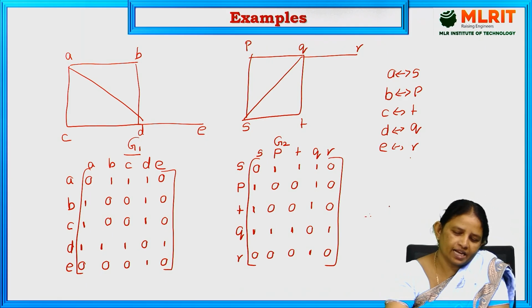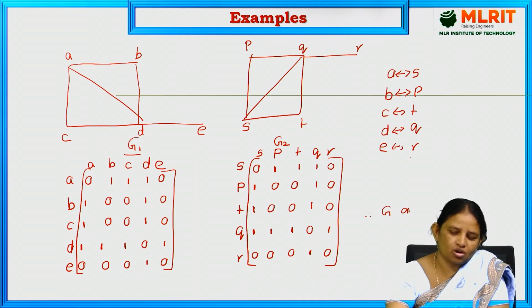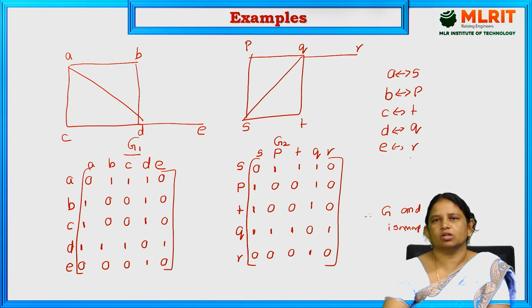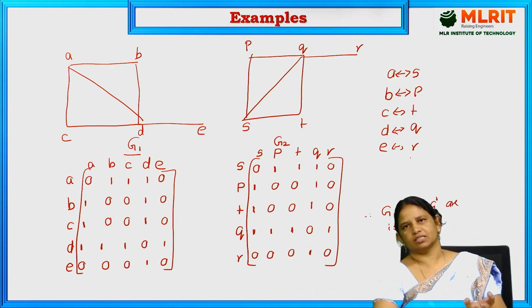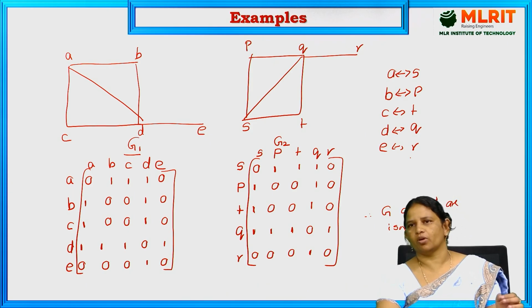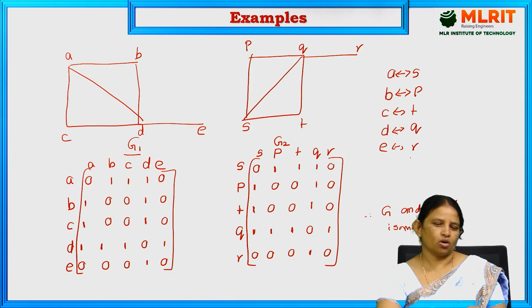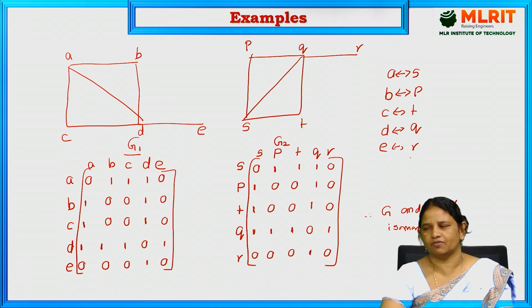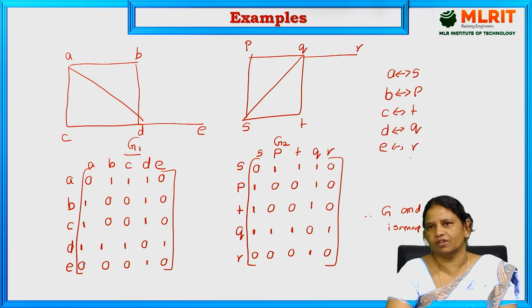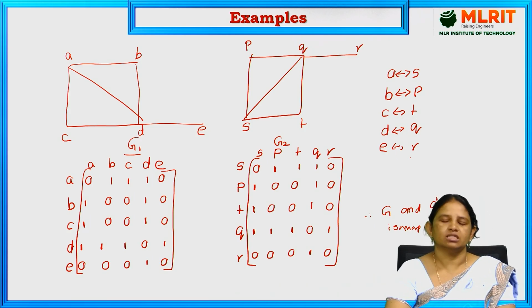Therefore, we can say that G and G dash are isomorphic graphs. Because both graphs have the same number of vertices, same number of cycles, same degree sequence, same number of cycles of each length, and also the one-to-one correspondence is there, edge preserving is also satisfied, and finally the adjacency matrix is also satisfied for both graphs. Then we can say that G and G dash, or G1 and G2, are isomorphic graphs.